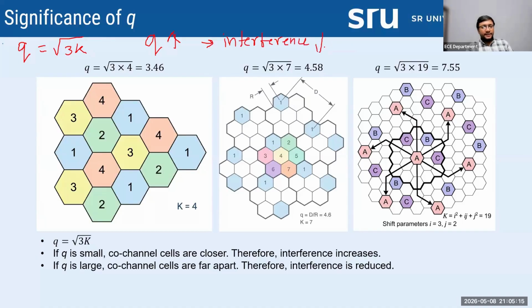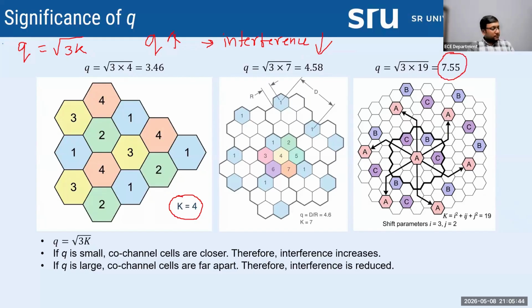Interference decreases. That concept you need to have. So if the value of Q increases, then the interference decreases. So when my cluster size is 4, then the Q value is 3.46. But when my cluster size is 19, then the Q value is 7.55.